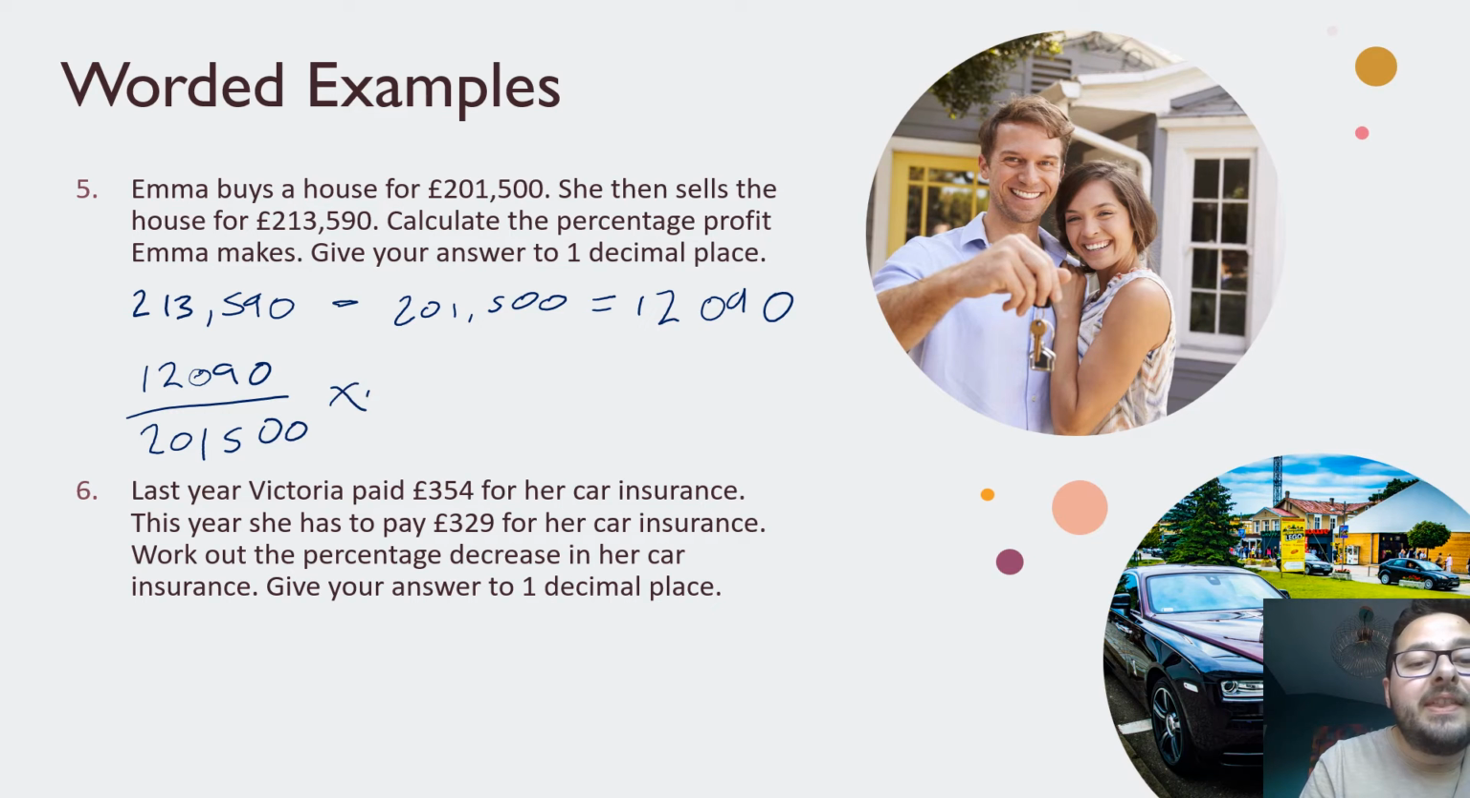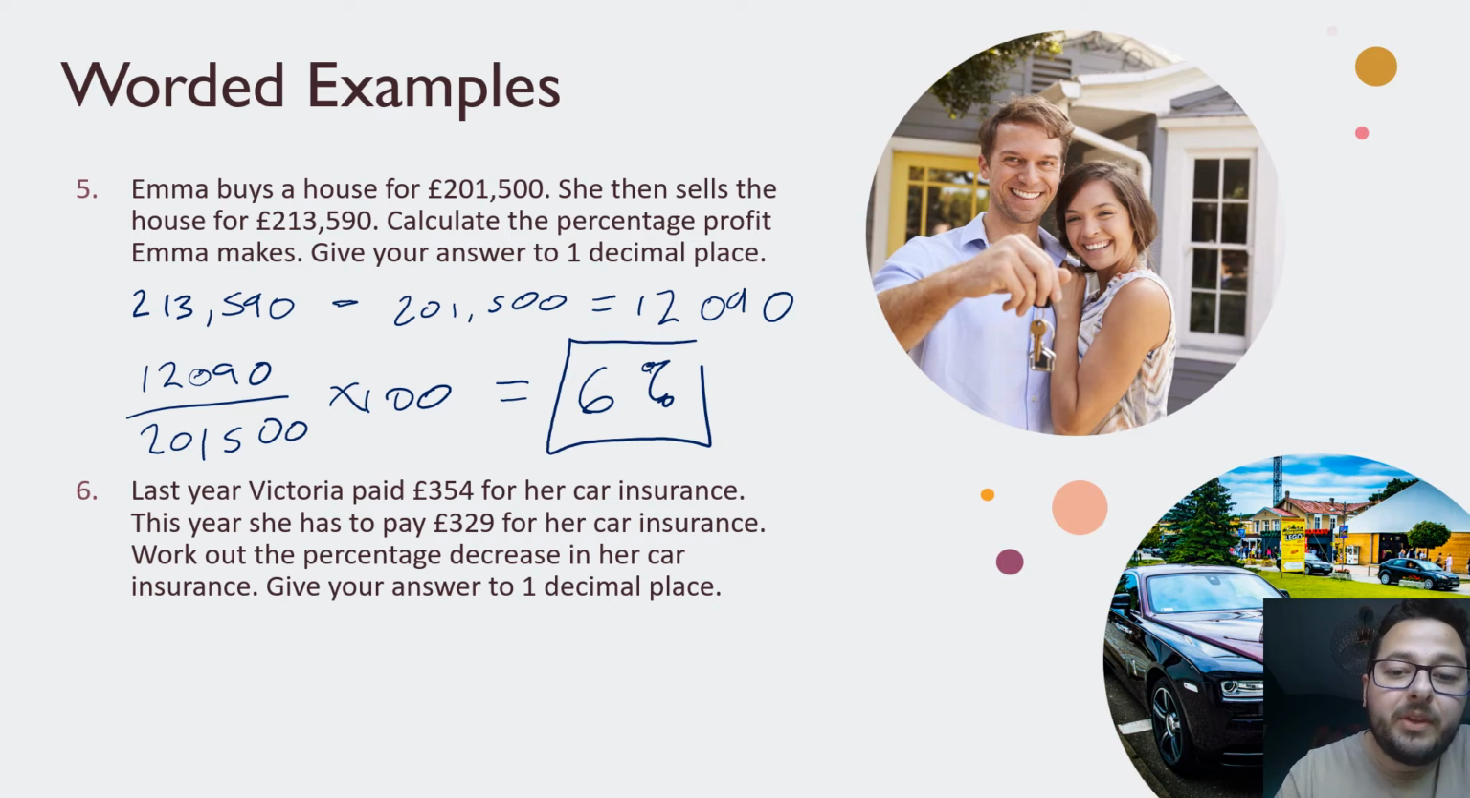201,500, and then times it by 100 to get it as a percentage. So 12,090 over 201,500 times 100 is 6. Oh, lovely. So that is just 6%. All right, so even though it asks to give it as 1 decimal place, it's turned out to be a nice number. Okay, next one.